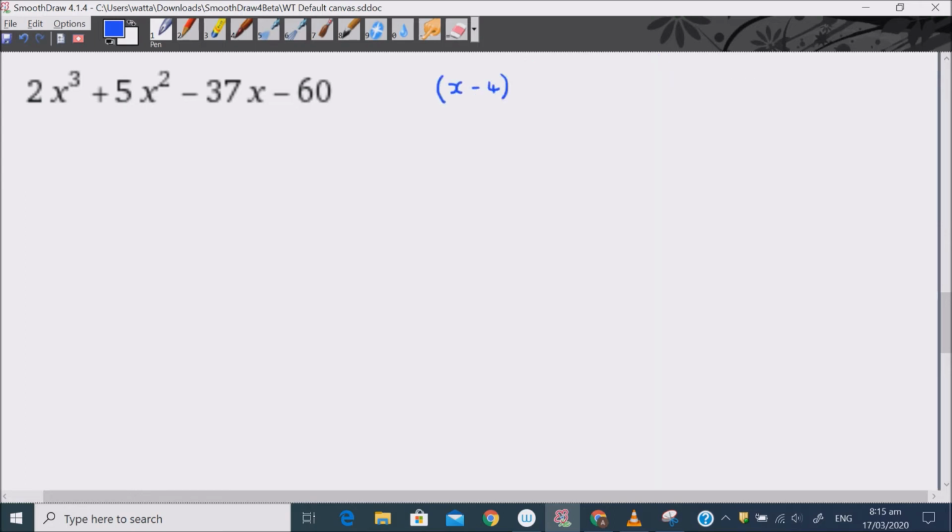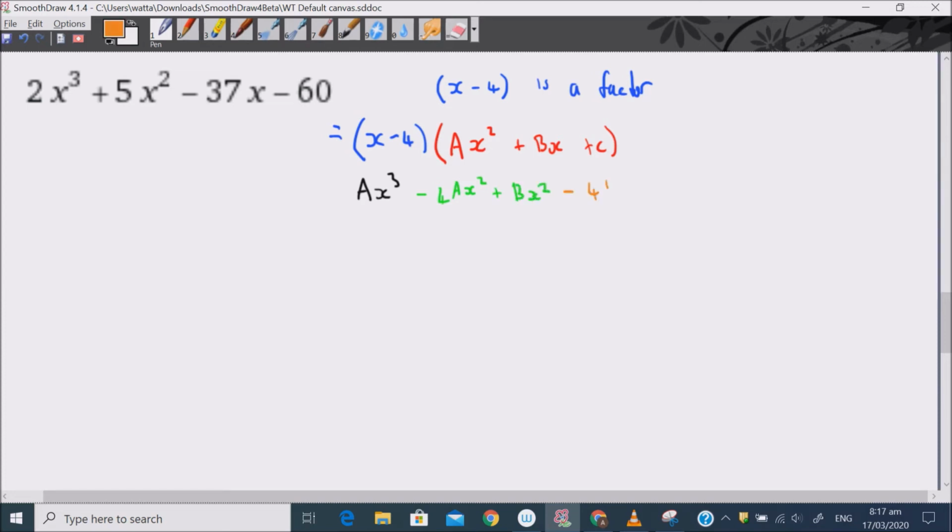If x minus 4 is a factor of this cubic, then we have x minus 4 times our quadratic that we don't know, like before, and we're going to do the same thing. We're going to compare coefficients. So if I just expand this out, x times bx, right, so there's the expansion of the linear term, and the quadratic that we still need to find. Now we're going to compare coefficients.